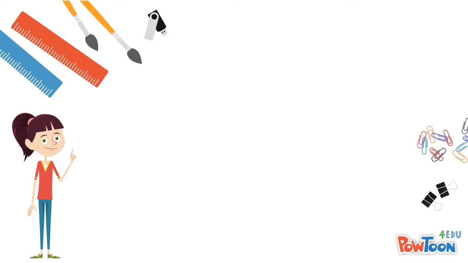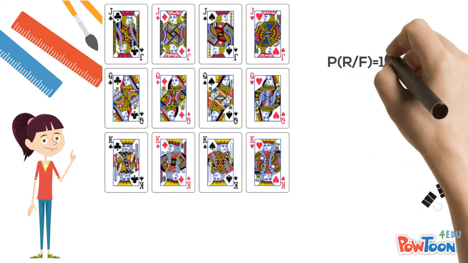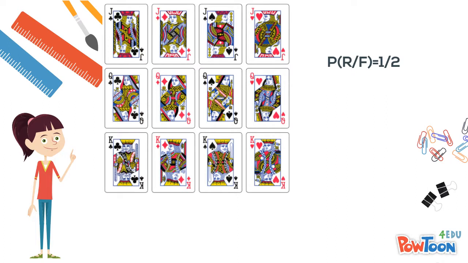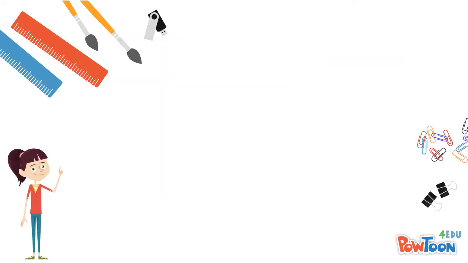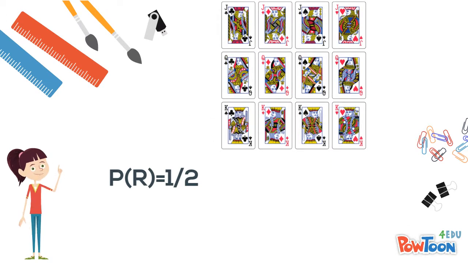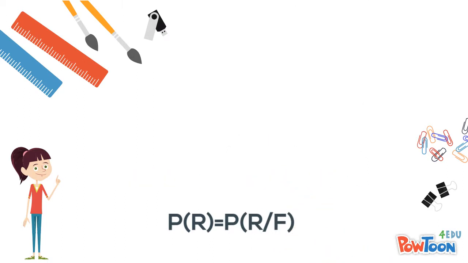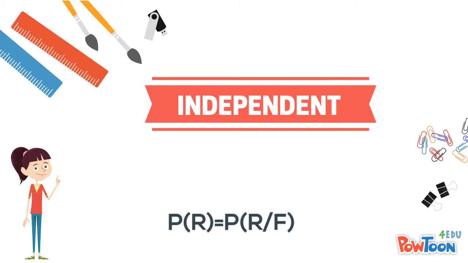What if I tell you that now we're only choosing a card from a pile of face cards? What is the probability of drawing a red card now? The probability of red given F is equal to 1/2. Did you notice anything? The probability of drawing a red card from a whole deck of cards was the same as the probability of drawing a red card from a deck of only face cards. So the probability of R is equal to the probability of R given F. Therefore, we can say that red cards and face cards are independent of one another.